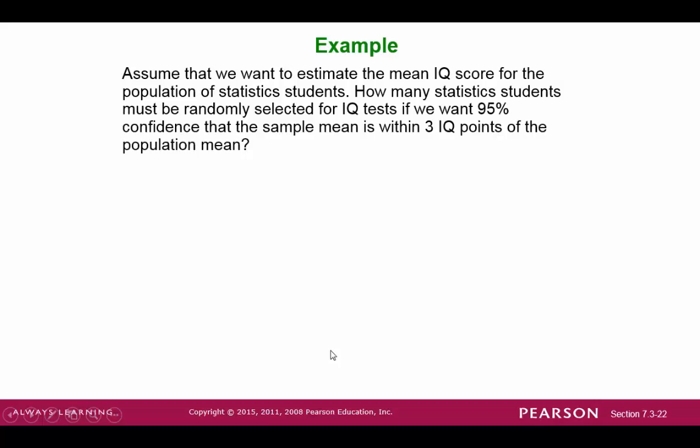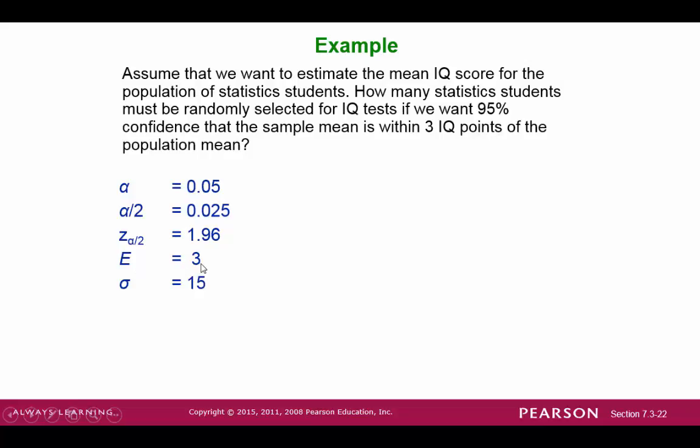Here's an example. Suppose we want to estimate the mean IQ score for a population of stats students. How many students should we select if we want to be 95% confident that the sample mean will be within 3 IQ points? So let's try to extract all the pieces of information that we need. We have a 95% confidence, which tells us that our alpha should be 0.05. Alpha over 2 is 0.025, and you can punch that in your calculator for an inverse norm to get our critical value of 1.96.